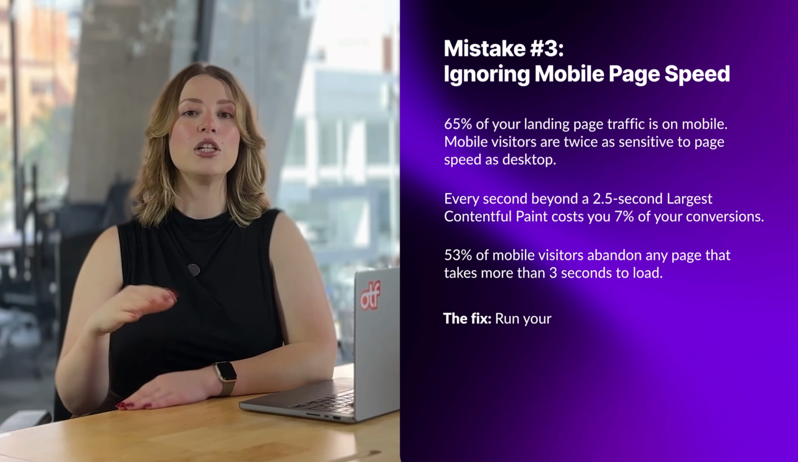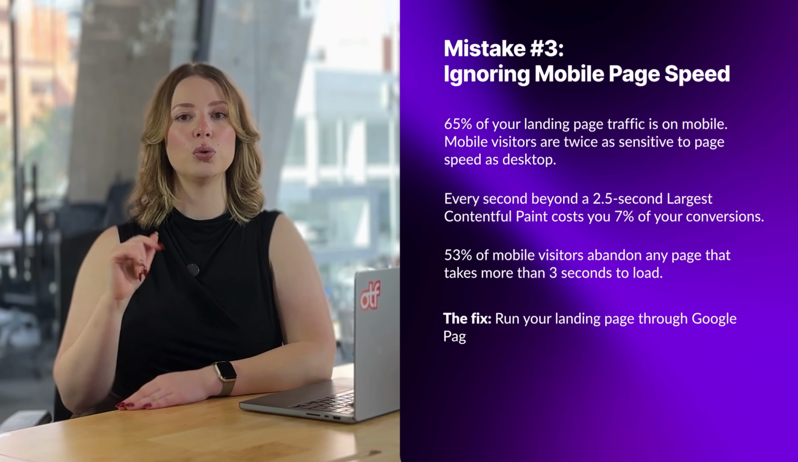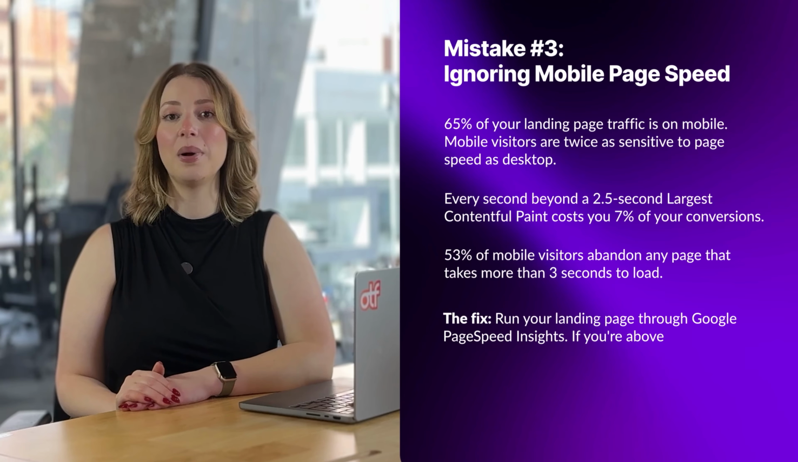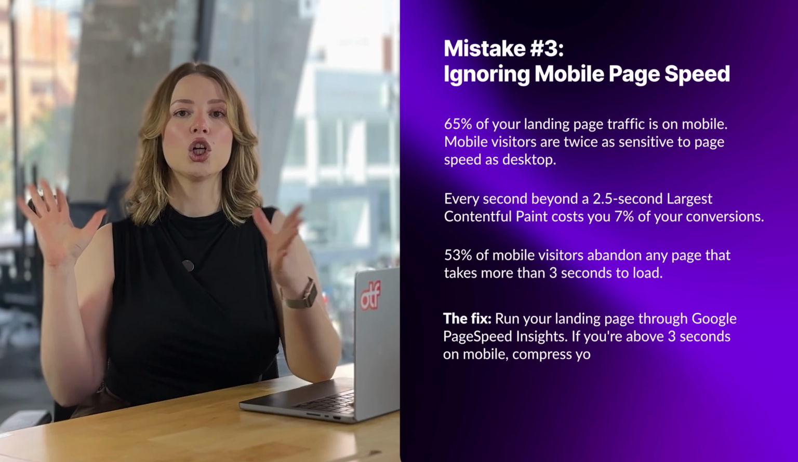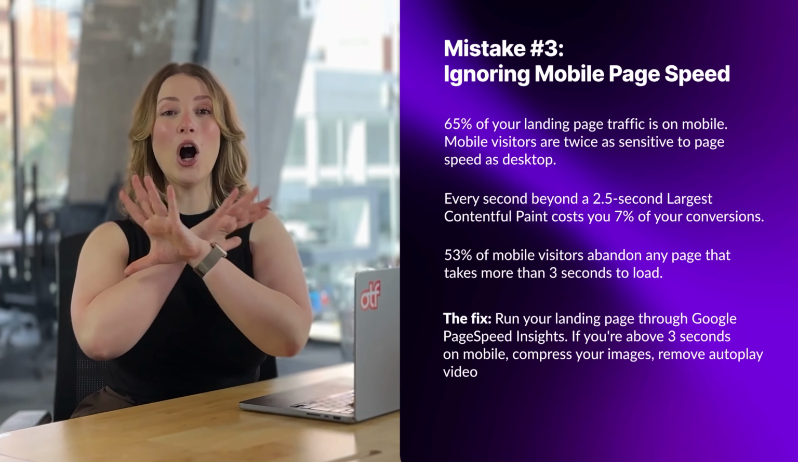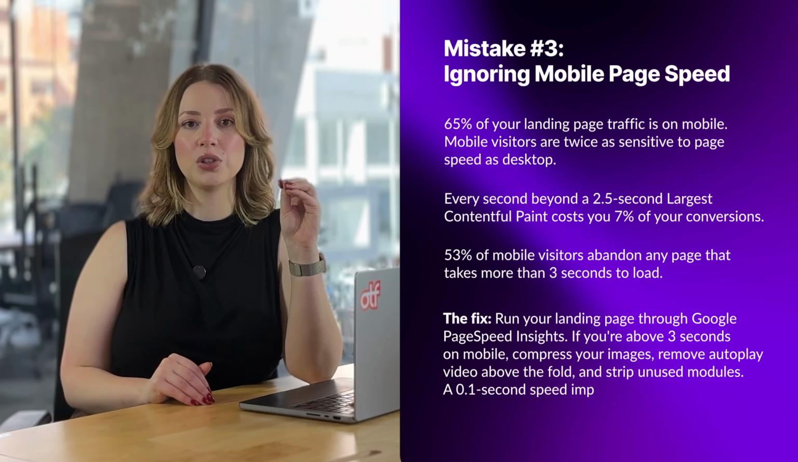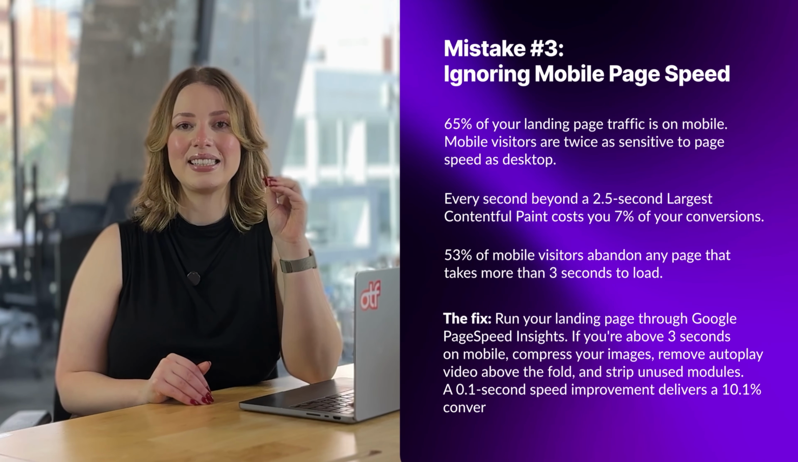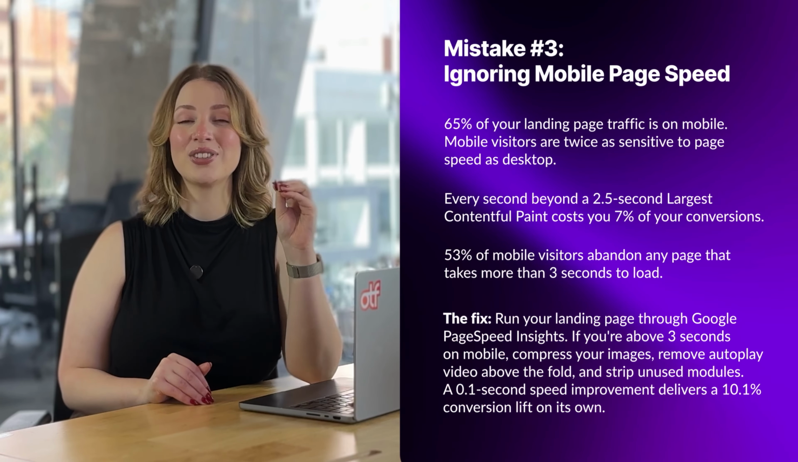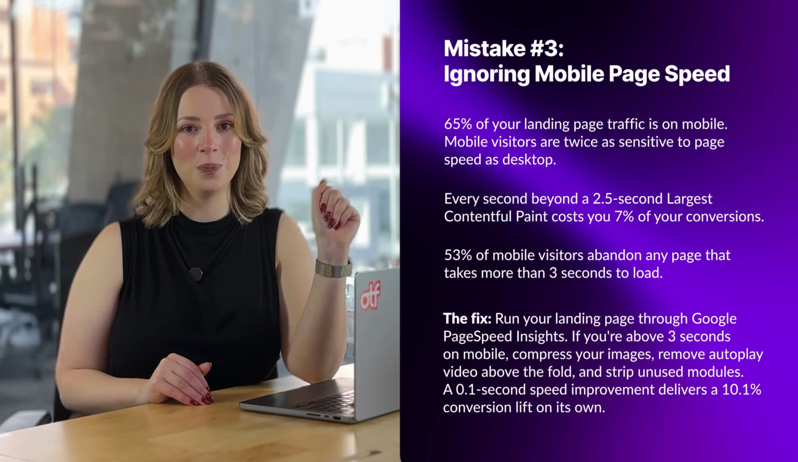The simple fix is run your landing page through Google PageSpeed Insights. If you're above 3 seconds on mobile, compress your images, remove any autoplay video above the fold, and strip out unused modules. Even 0.1 second delivers a 10% conversion lift on its own.